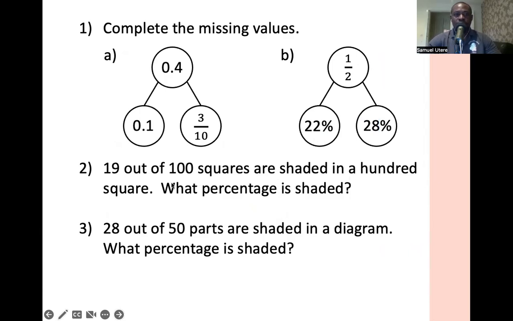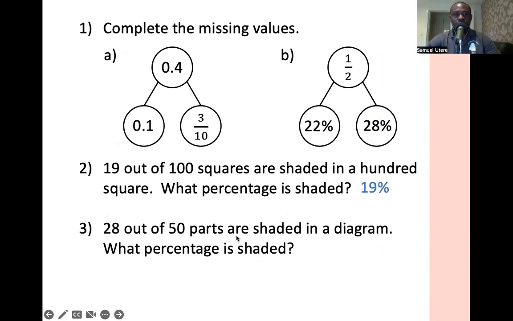Next, you were asked, question 2, 19 out of 100 squares are shaded in a 100 square. What percentage is shaded? Remember what we learned in our previous lesson. Percentage means out of 100. So 19 out of 100 is 19%.